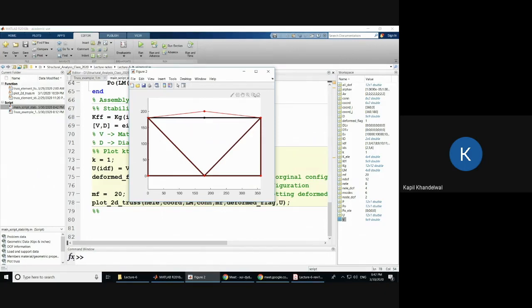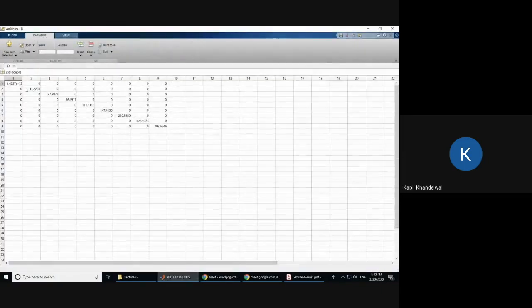Because we know that the first mode corresponds to the 0 eigenvalue, if I see the D matrix, the first value is actually a very small number. So D11, the first eigenvalue, is still 0. So the structure is still unstable. So this is not stable.